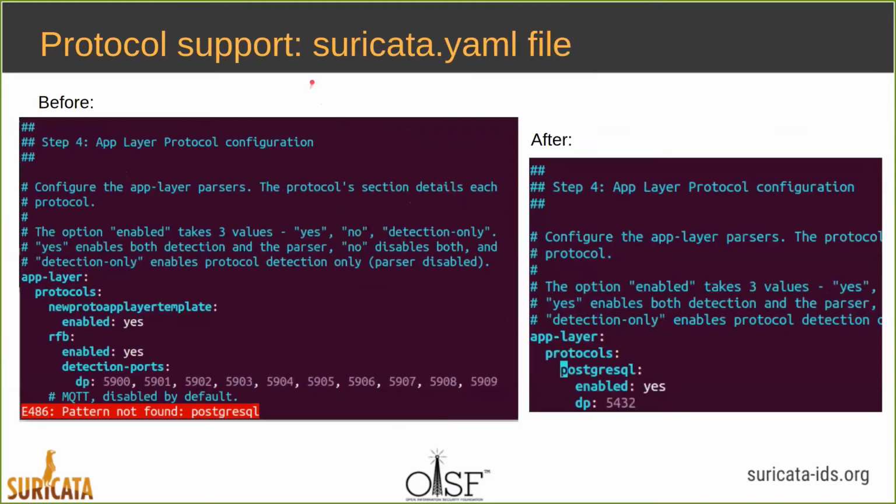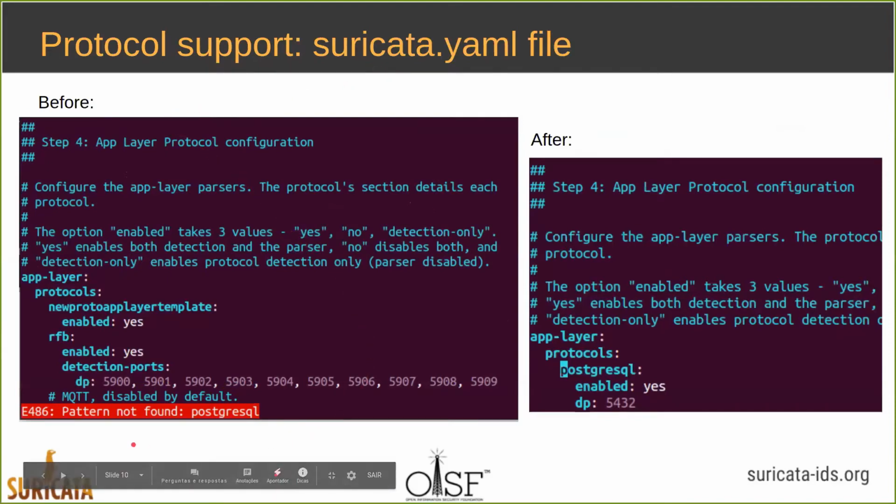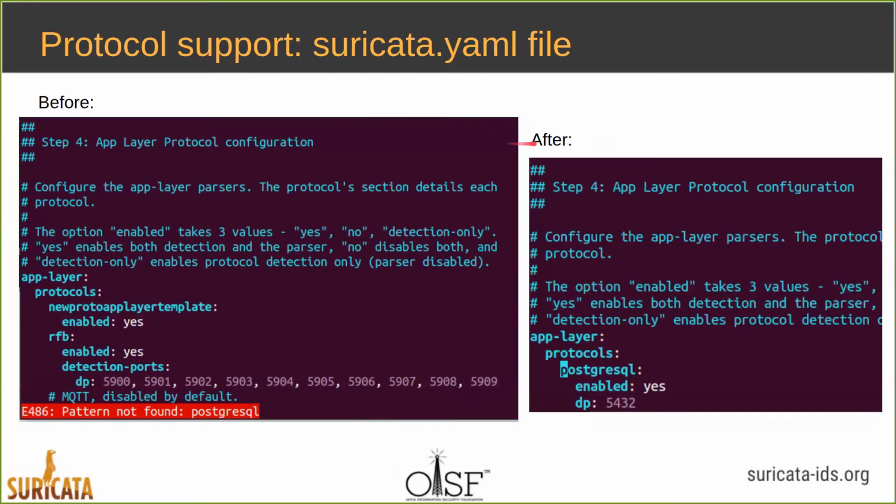Another way to see this is if you go to the Suricata configuration file, which is the suricata.yaml file. Right now, if you search for the Postgresql keyword, you won't find anything related to that among their application layer protocols because it's not implemented yet. This feature doesn't exist. But once this project is merged to the main one, you will be able to find and enable Postgresql.